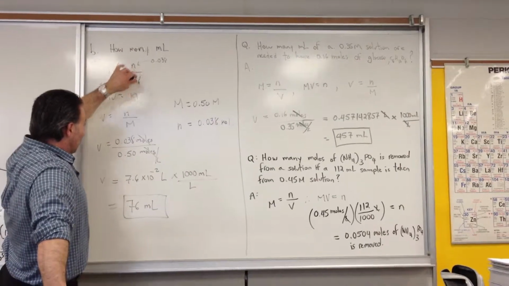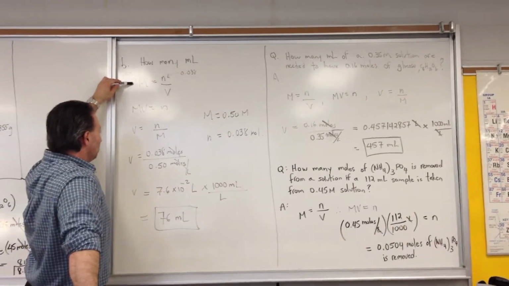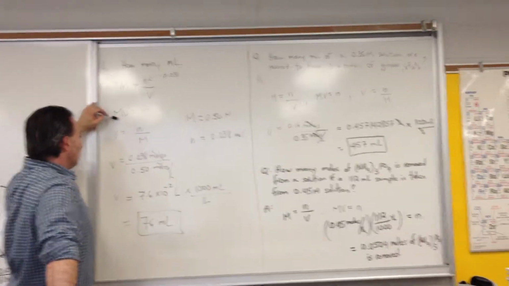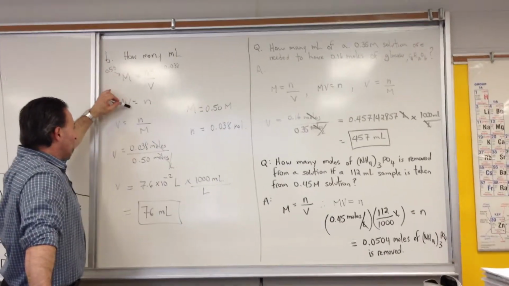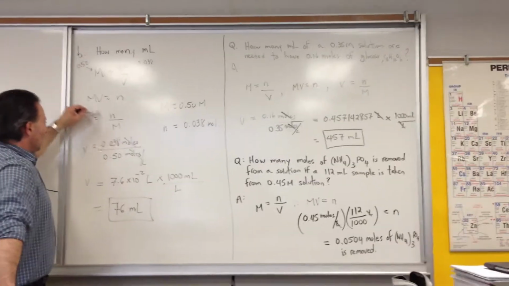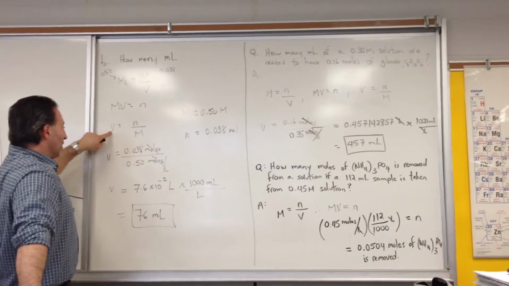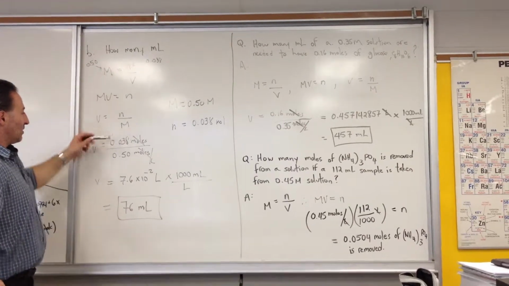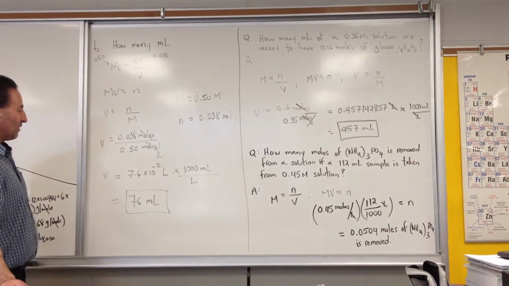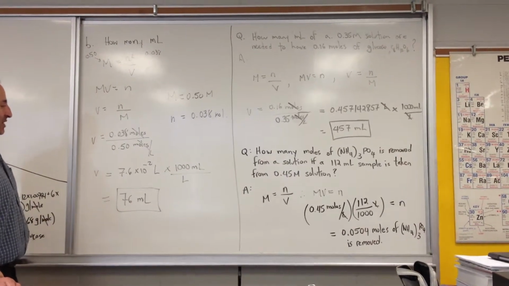They're asking us for how much volume. So what I did is I transposed the volume part of the equation, getting molarity times volume is equal to number of moles, and then I transposed molarity to isolate V, which is what we're looking for. I then entered the two values that are given in the problem, 0.038 moles divided by 0.5 moles per liter, and it tells us that we need 7.6 times 10 to the minus 2 liters.